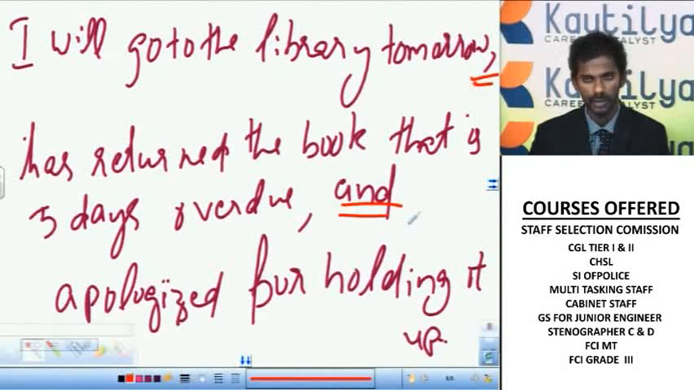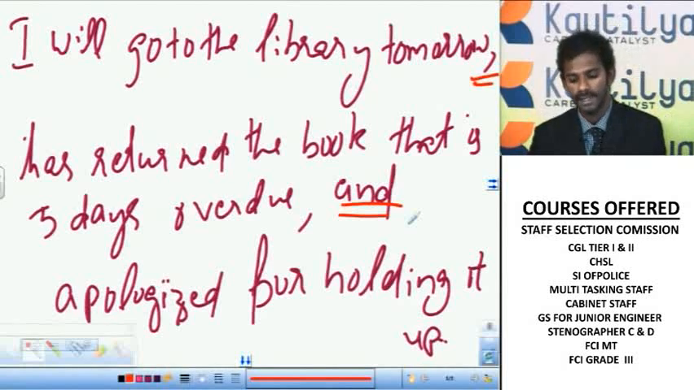First is I will go to the library tomorrow. Second is has returned the book that is 5 days overdue. Third is apologize for holding it up. Clear? This is a very long sentence. So as this is a very long sentence, we need to think about the concepts clause, voice and tense consistency.